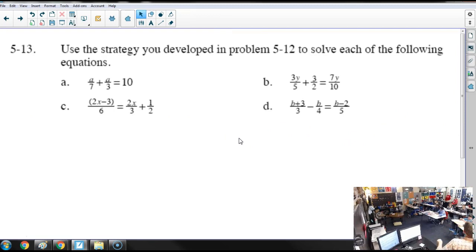Choose two of these. Write out from the original all the way through. All the steps? All the steps. Well, as few as you can write, but write them all.